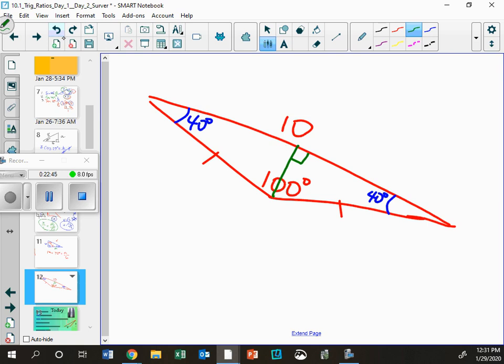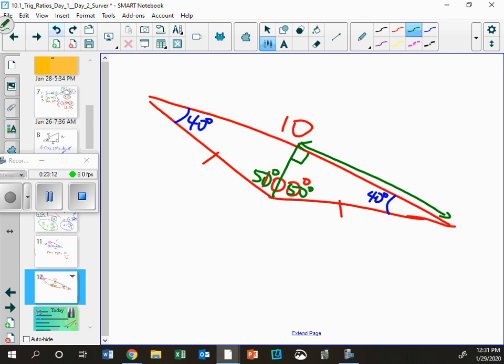Would you agree that that splits this into a 50 and a 50? Because it was 100. And what's the other way we could know that had to be 50? Because this plus this had to make 90 total, right? Okay. And then since we know it got split right down the middle, don't we know that this side here has to be 5?